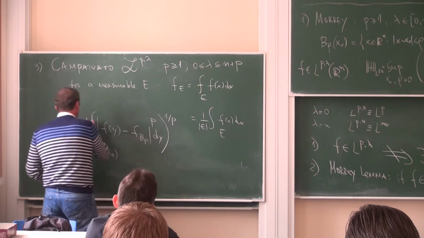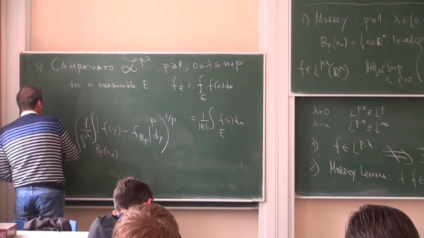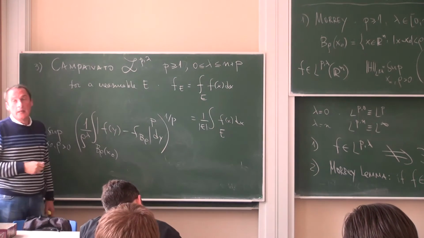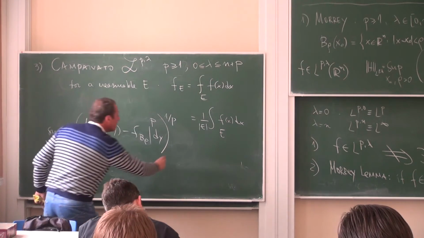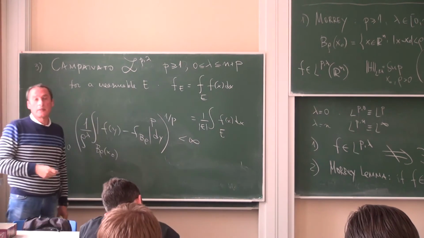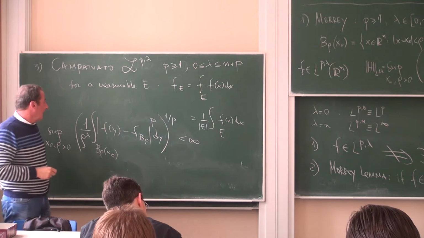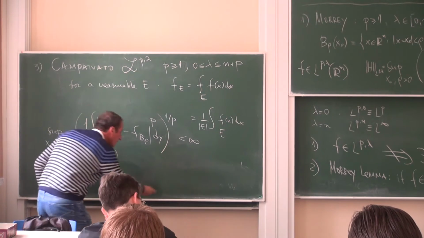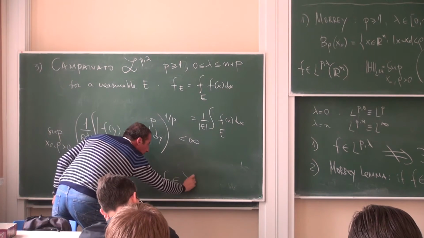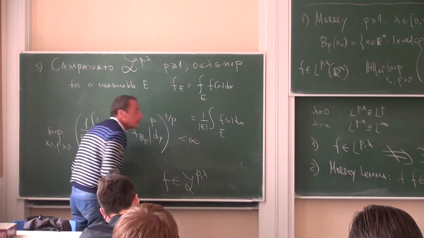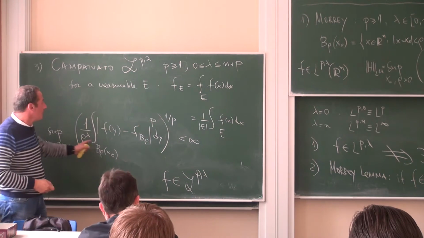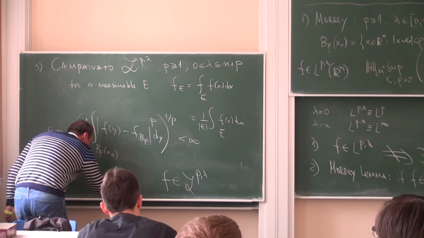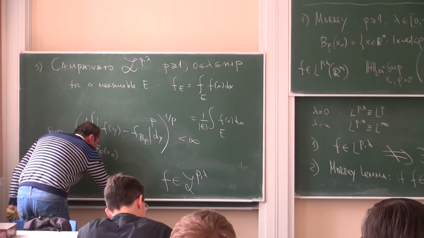Then you take 1 over p of this quantity, and after that you take the supremum with respect to all centers and with respect to all radii. In case this quantity is bounded, I will say that the function f belongs to the Campanato space with exponents p and lambda. And this quantity, of course, defines a norm of the function f in this space.